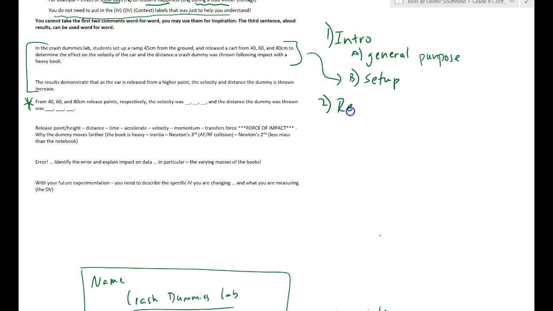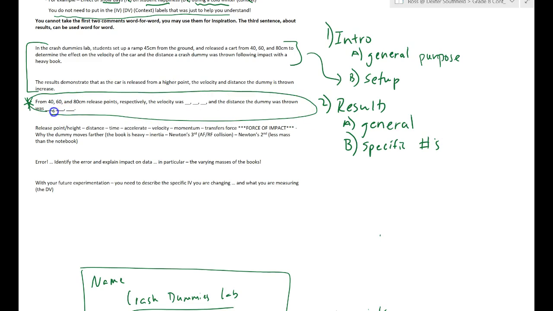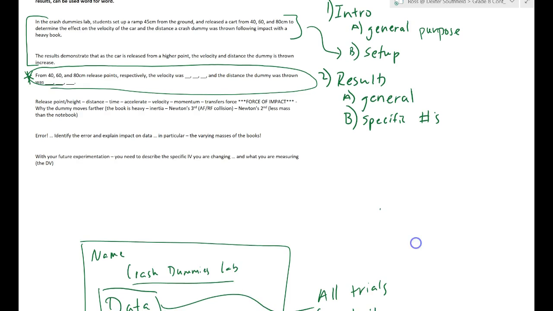Then we want to talk about results. The first thing we want to do is a general statement. Did the numbers go up, or did the numbers go down? Then, we want to talk about specific numbers from your trials. You can use this sentence starter. You probably should use that sentence starter. It's a very concise, easy way of saying everything in one sentence. Then comes the fun part.